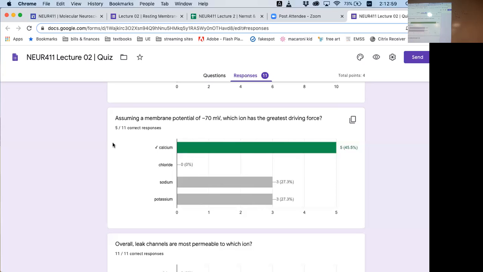Which ion do you want to think about? Potassium? Oh, fine, let's talk about potassium. I don't know which one you want. You have to tell me. What's the reversal for potassium? Minus 90, minus 100. Just ballpark. Yeah, there you go. Pretty negative, right? I'll just call it minus 100.